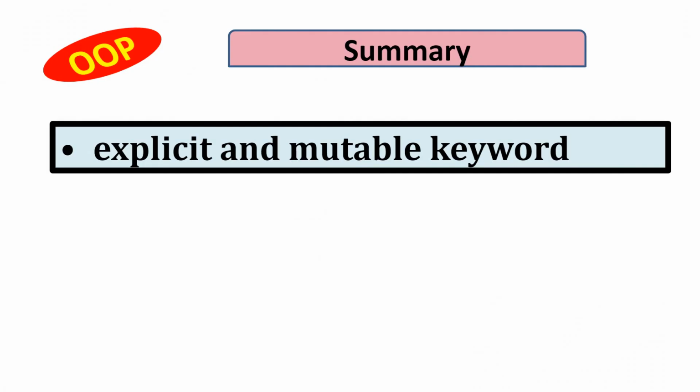So we have seen in this video the explicit and mutable keyword and pitfalls in type conversion of operator overloading. Thank you for watching the video.